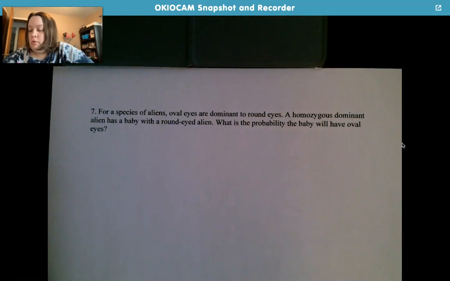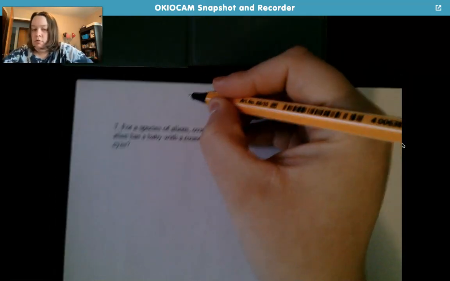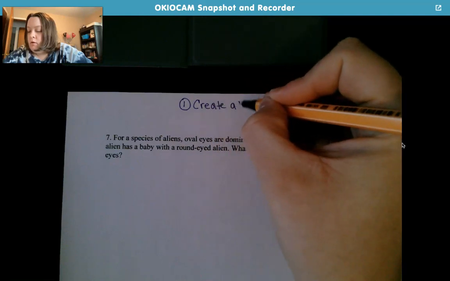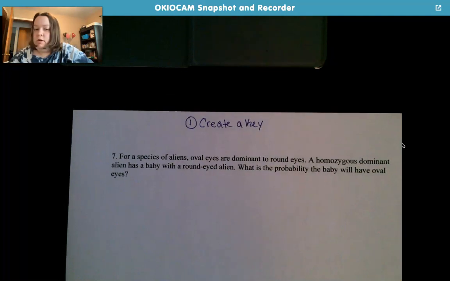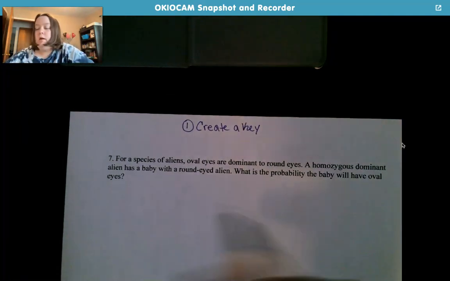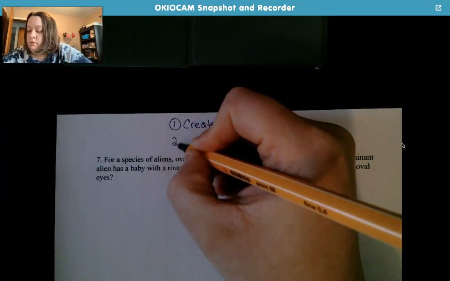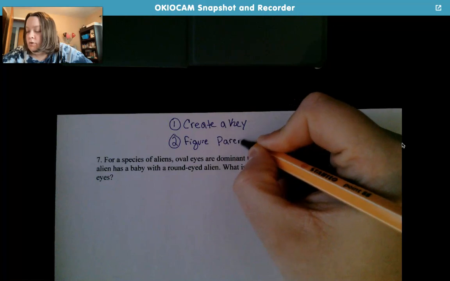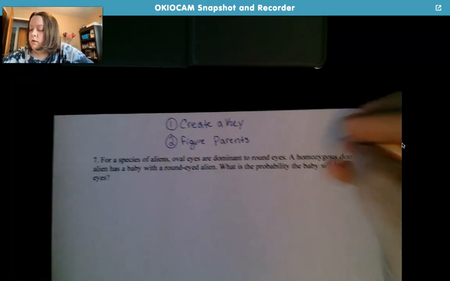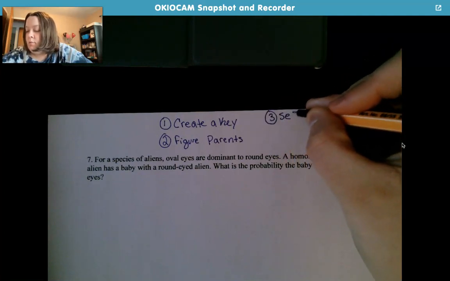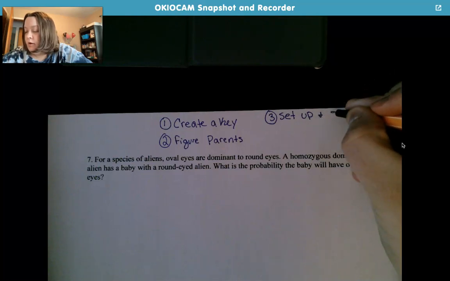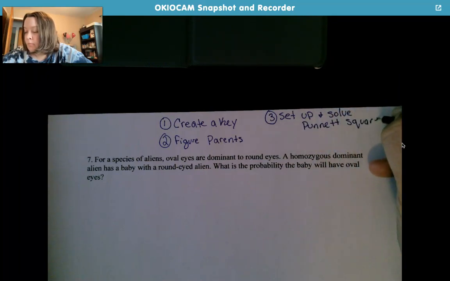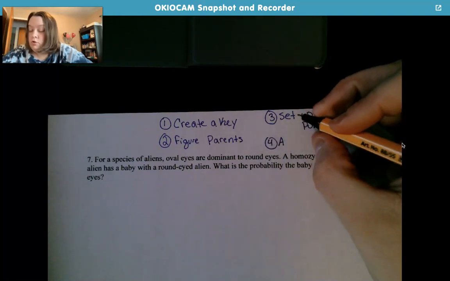Alrighty. So, to remember, when we are solving these problems, there are 4 steps for us to go through. Step number 1 is to create a key. Creating a key means essentially figuring out what's dominant and recessive and assigning it a letter, a capital and a lowercase letter. Step number 2 is to figure out the parents. So read the problem, figure out your parents, and what letters the parents have. Step number 3 is going to be to set up and solve the Punnett square. And then step number 4 is going to be to answer your question.